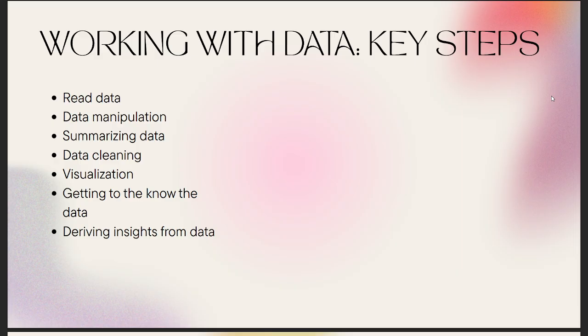Data manipulation is changing or adjusting the data, like selecting certain columns or filtering certain rows, merging tables or converting the formats. Then we have summarizing data. Summarizing is creating quick summaries like averages, totals, counts, minimum or maximum values to understand the overall picture. Next, data cleaning, which is fixing errors or removing duplicate data, handling missing values, making the data consistent and more usable.